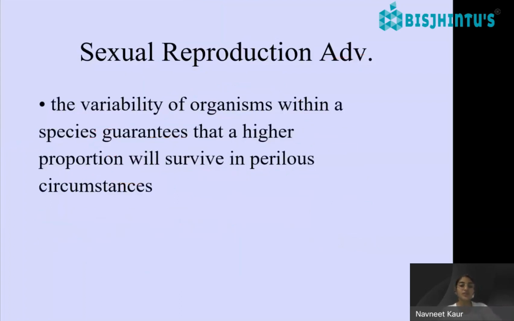The variability of organisms within a specific species guarantees that a higher proportion will survive in peculiar circumstances. The explanation is the same as the earlier one: if organisms have variability within a species, then the positive side is that a higher proportion will survive even if some very bad circumstances come our way.